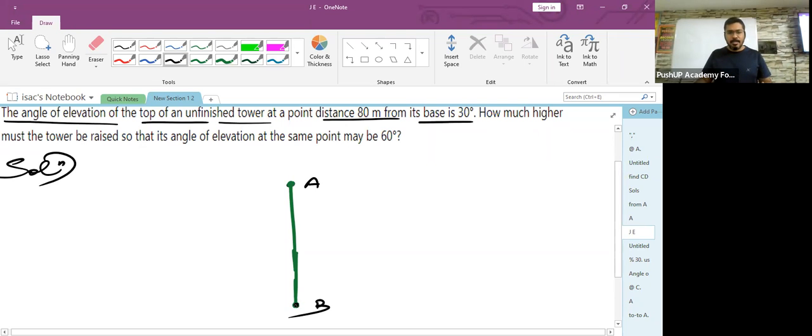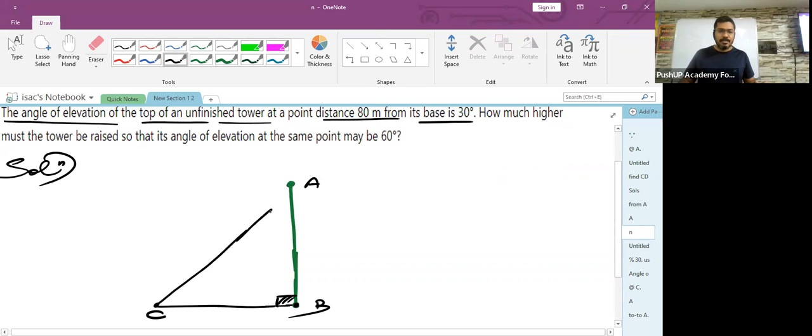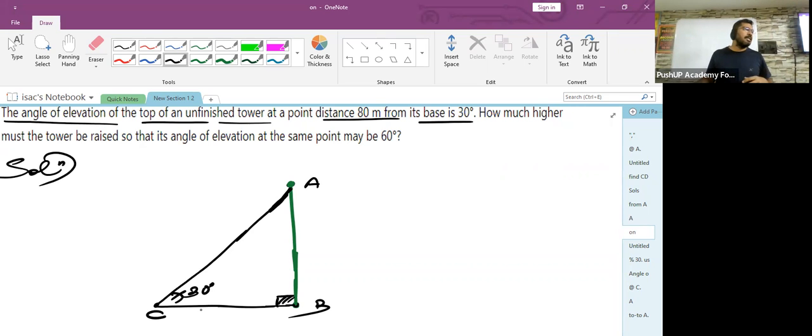From this point B, if somebody is standing at a distance of 80 meters, let me take that point as C. At point C, somebody is standing and looking at the top of this unfinished tower, which is as of now point A. How much is the angle of elevation? It is 30 degrees. How much higher must the tower be raised so that its angle of elevation at the same point may be 60 degrees?